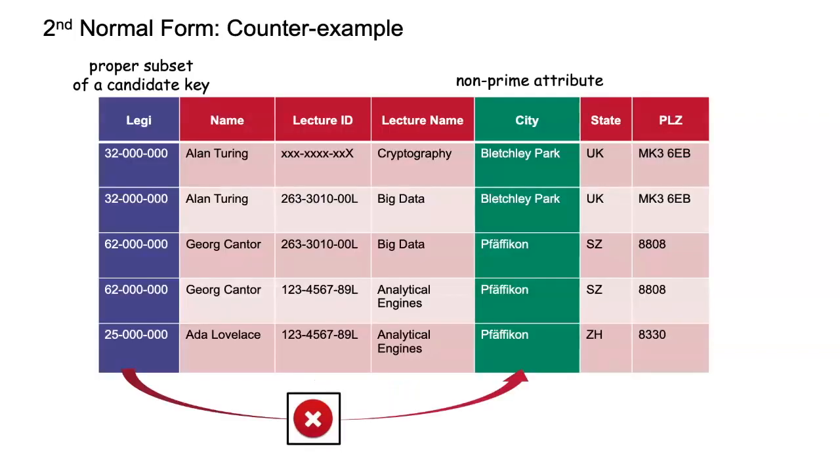So that is, for example, here the case that you have leggy. Remember that a candidate key was leggy and lecture ID. If I take leggy, that's a strict subset, and it functionally determines CT. It means CT is a function of the leggy. That is forbidden in the second normal form, right? Because CT is non-prime. It's not in any candidate key.